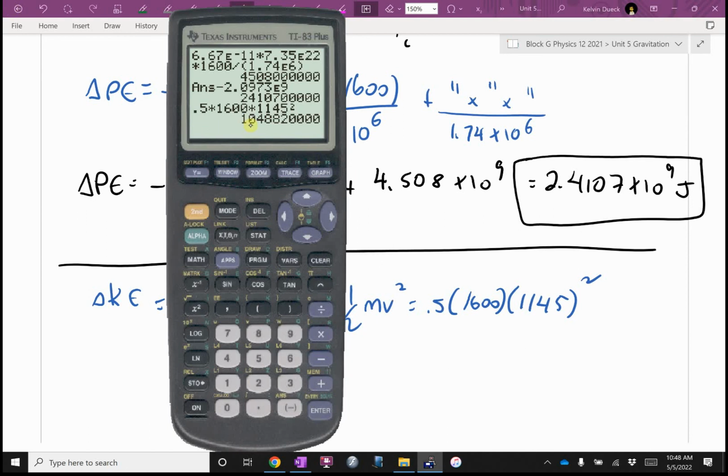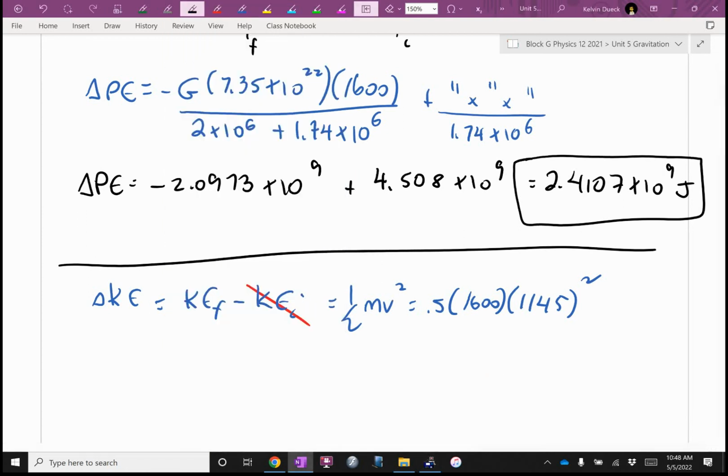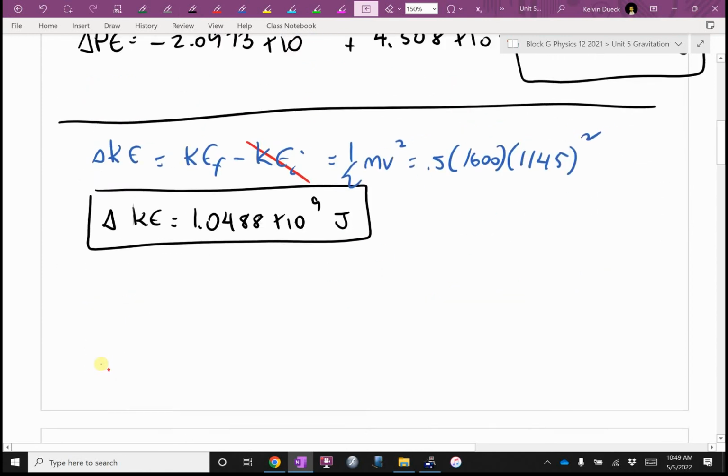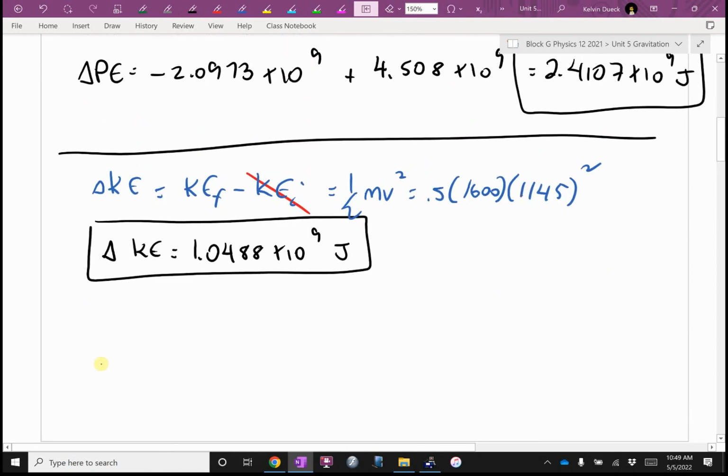I get 1.0488 times 10 to the 1, 2, 3, 4, 5, 6, 7, 8, 9. That seems ballpark, right? 1.0488 times 10 to the 9th joules. Am I done? No. The work is add those two together.